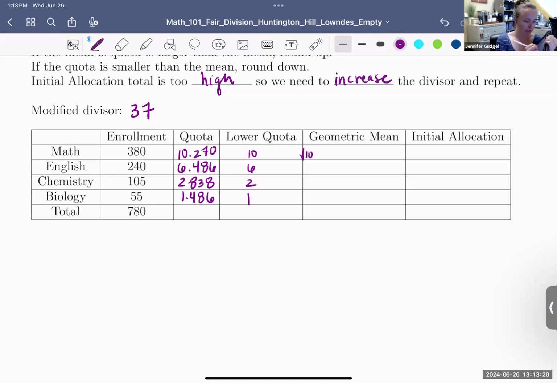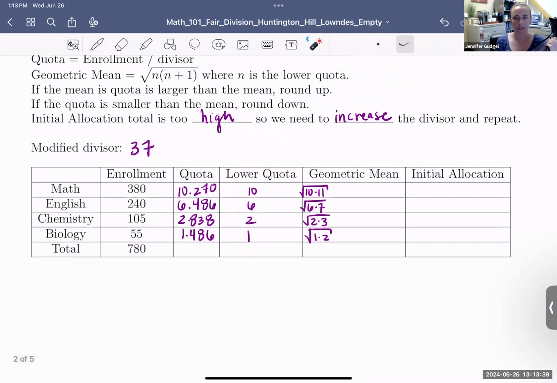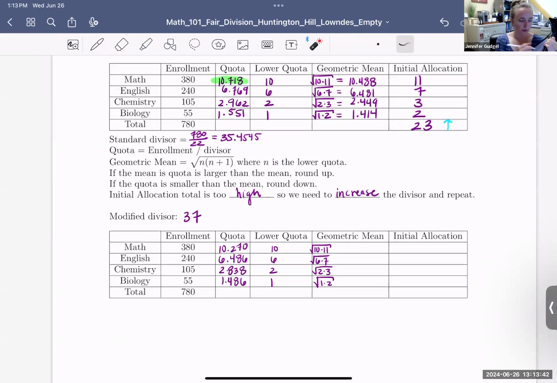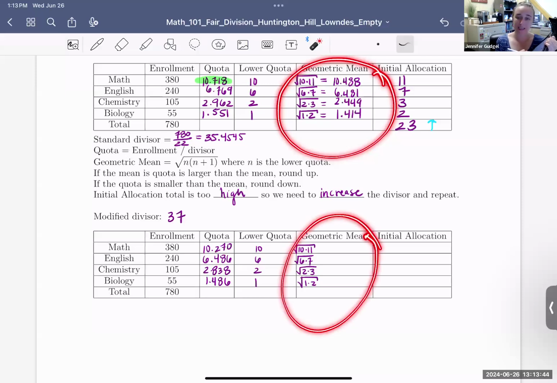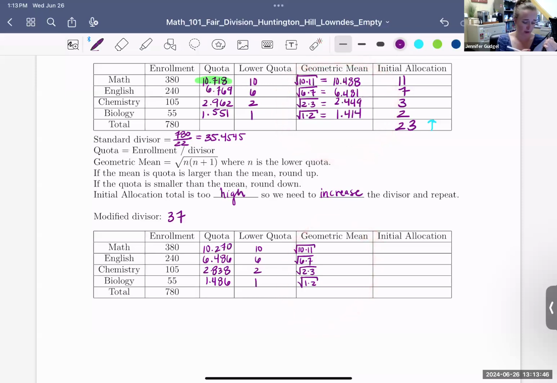The geometric means are those lower quotas times one above it in a square root. Square root of 10 times 11. Square root of 6 times 7. Square root of 2 times 3. Square root of 1 times 2. Again, that's the whole purpose of the lower quota, is so we see what the lower number in our geometric mean is. You'll notice that these are the same geometric means, so you don't need to re-put them in your calculator. You can just mark in the geometric means for each of these again. Those just came straight from the calculator.